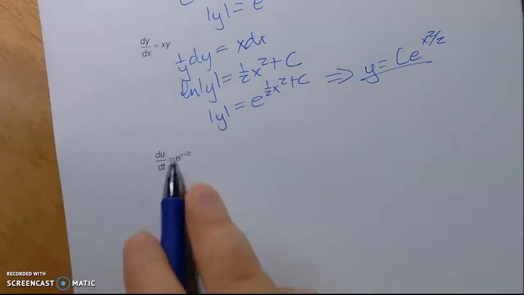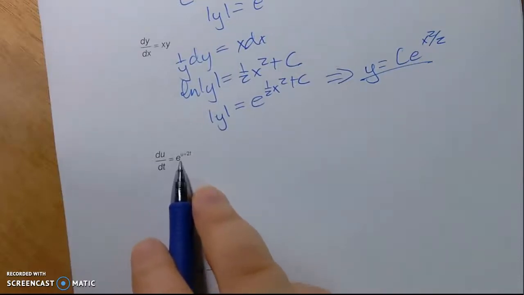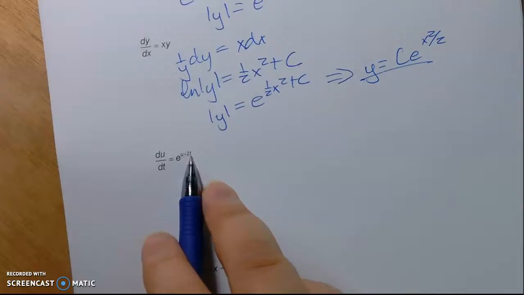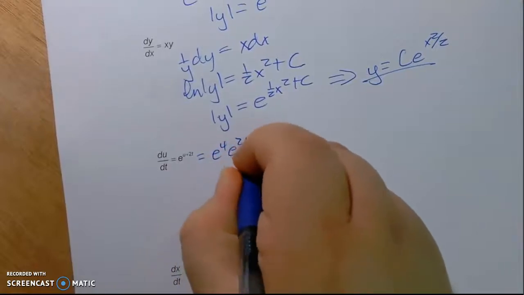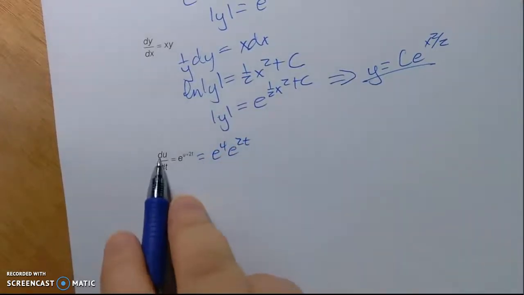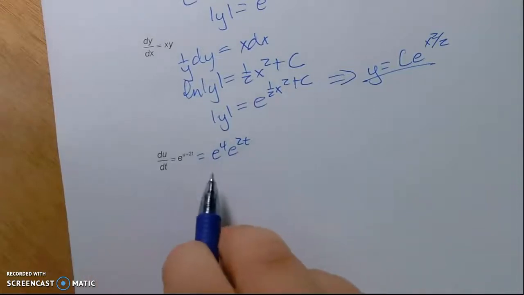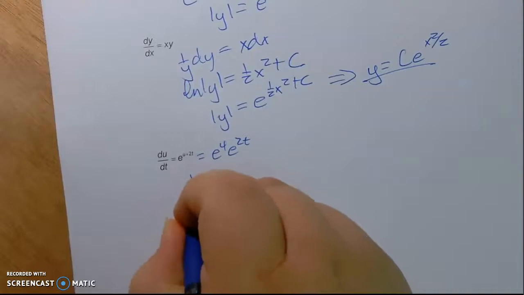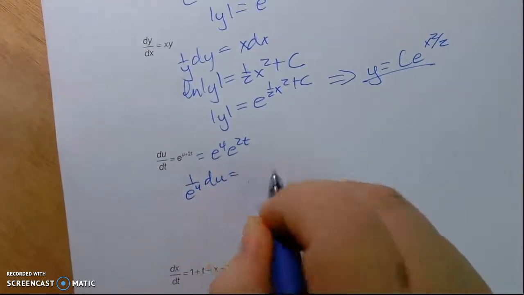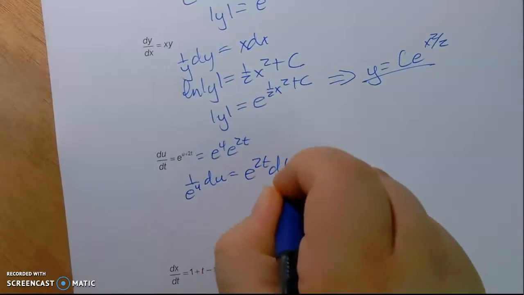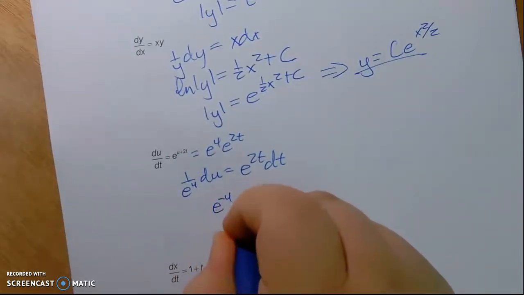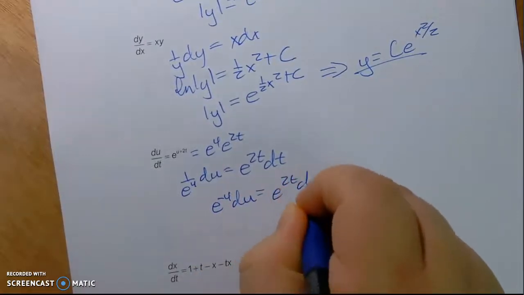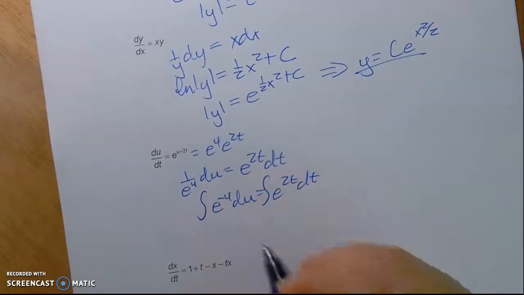Moving on. Slightly different. We have du dt equals e to the u plus 2t. Well, to separate those, we need to first write this as e to the u times e to the 2t. Now, I want my u's on the left, and my t's will be on the right. So I get 1/e to the u du equals e to the 2t dt. So I'm going to rewrite the left side just a little bit. We have e to the negative u du equals e to the 2t dt. Then we're going to integrate.